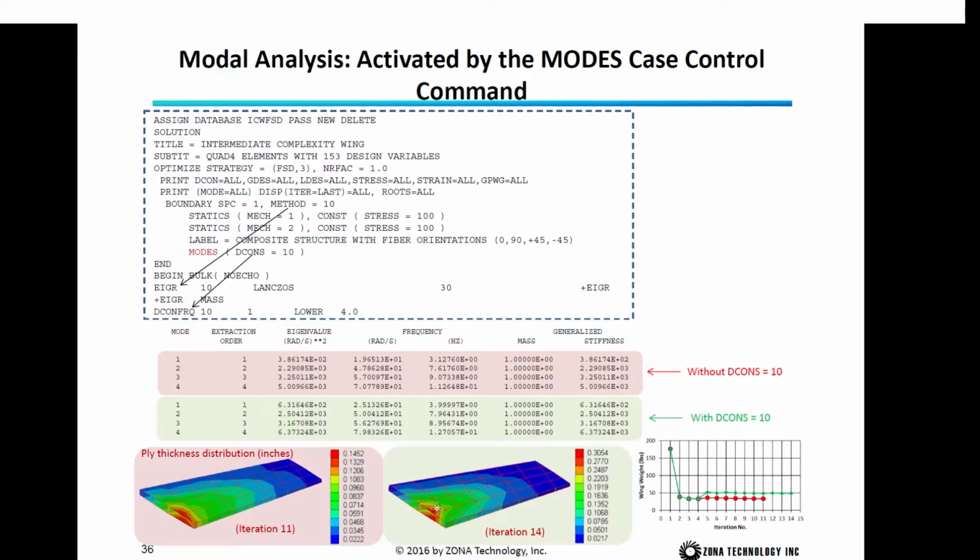With the frequency constraint, it takes about 14 iterations, and you can see the first natural frequency almost satisfies the constraint. It's 3.999, so it satisfies the lowest natural frequency of 4 hertz.